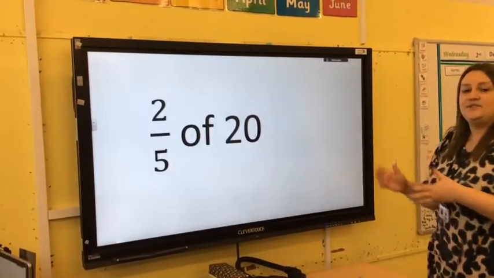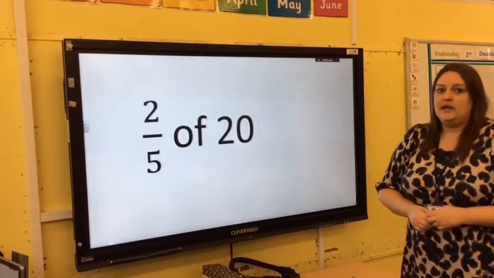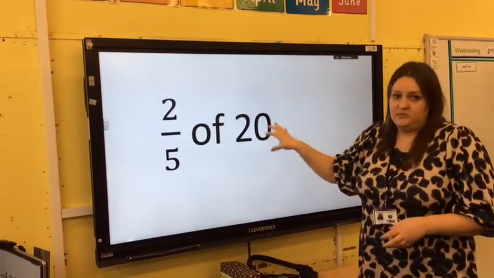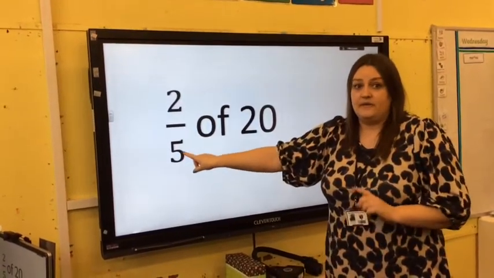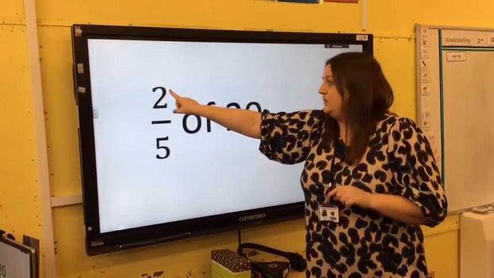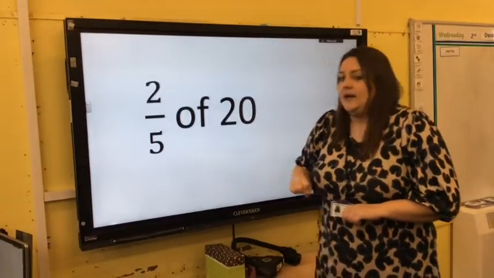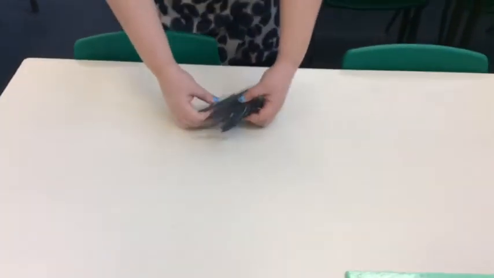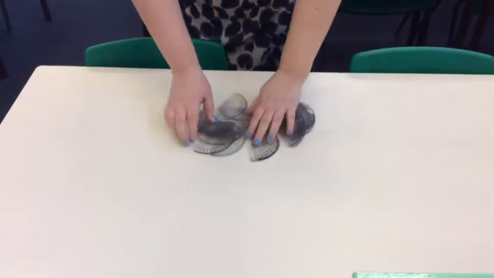Okay, so our next question. Now I need to find 2/5 of 20. Okay, so I'm going to need to find 20 objects, and this time I need to split it into 5 groups. But then my question is not asking me to just count one of the groups this time. I need to count 2 of the groups. Okay, so my 20 objects I found in the classroom today, I have got 20 protractors. Okay, these help us measure angles. We'll be using those at some point this year. So I've got 20 of them.